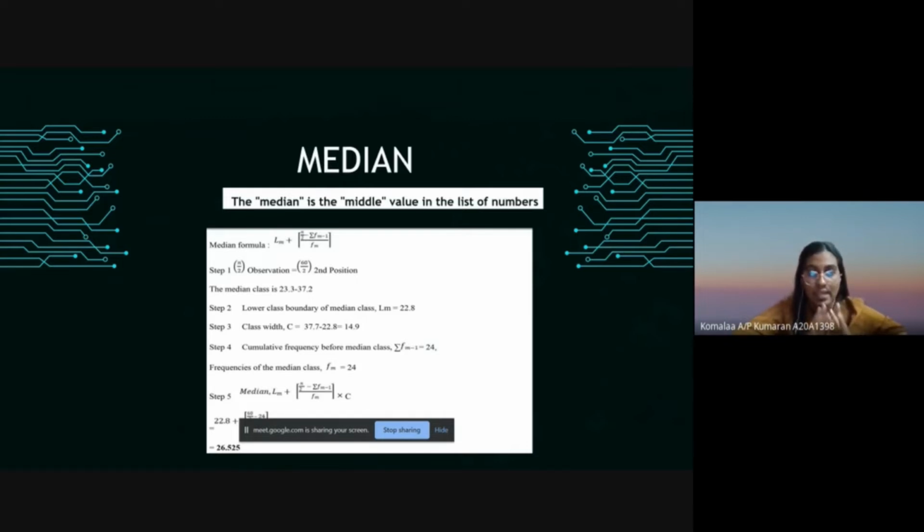In the second position, the median class is 23.3 to 37.2. Second step is to find the lower class boundary, that is 22.8. Step 3 is to find the class width, that is 14.9. Step 4 is to find the cumulative frequency before the median class, that is 24. Step 5 is the calculation. From that we can get the median, that is 26.525.